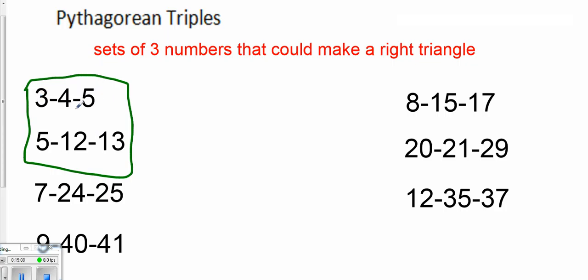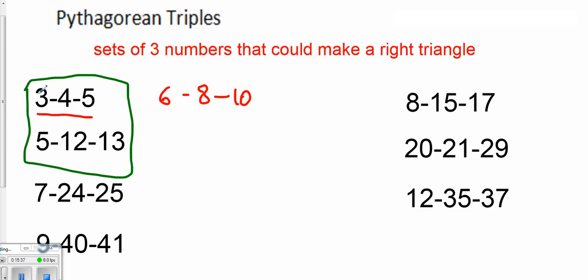Try to commit these ones to memory, especially the 3, 4, 5. 3, 4, 5 right triangles are going to come into play a lot, and it'll be very helpful for us to see if we know that we have a ratio of 3 to 4 to 5. Well, let's pretend we doubled all of that. 6, 8, and 10, that also counts as a Pythagorean triple. 6 squared plus 8 squared does equal 10 squared, so that counts as well. This would make a right triangle.